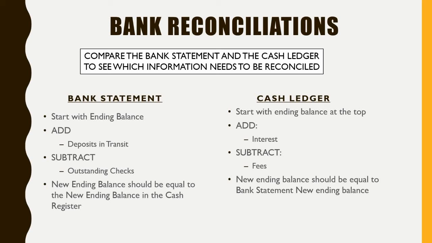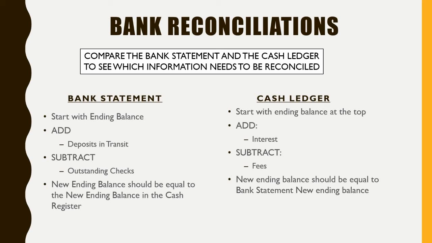They know that for sure. But they also know how much interest we've collected, right? We don't know that. So when you're looking at the cash ledger side, we're going to start with our ending balance. Okay, we're going to add any interest that we've earned, any automated clearing house deposits that we've earned, and we're going to subtract any fees that the bank has charged us, because on the bank side, they know they did this to us. They know they collected the interest for us. They also know that they charged us.